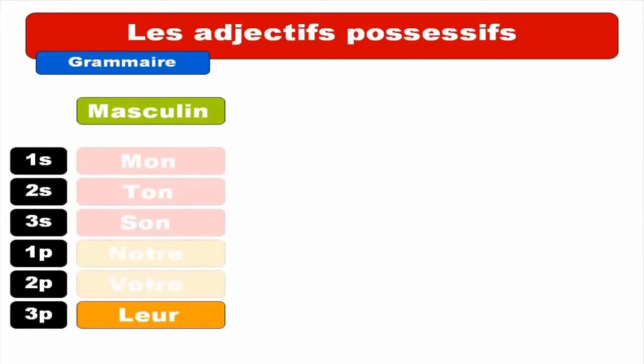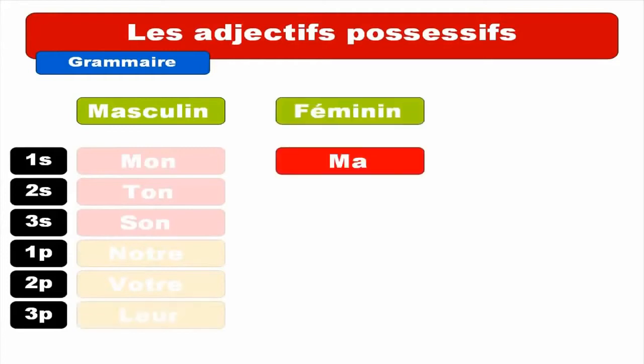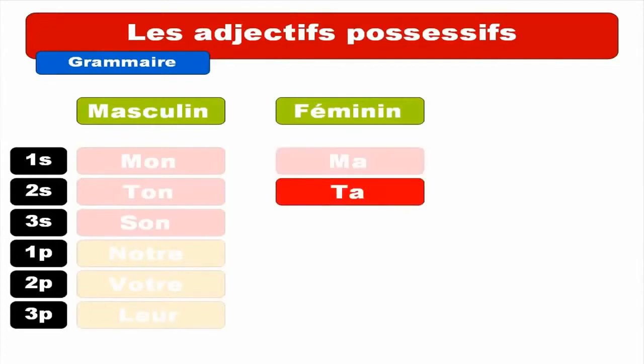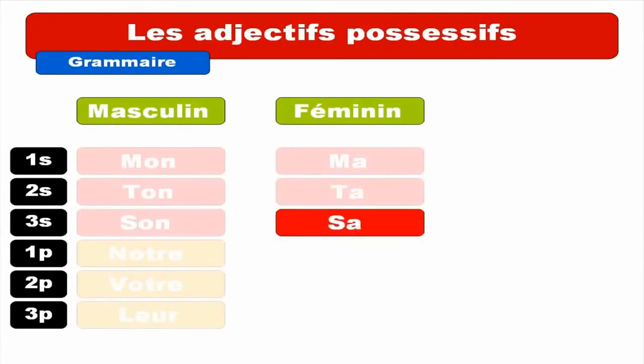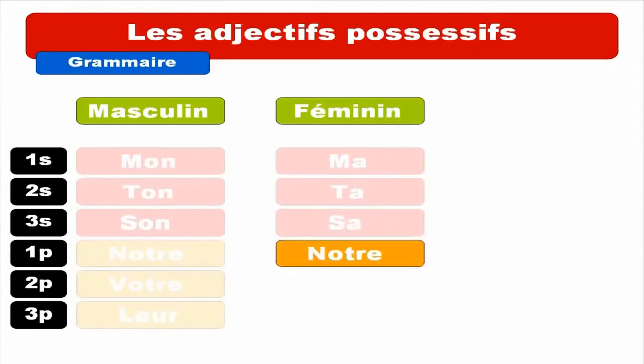So we've got mon, ton, son, so keep in mind that everything is in your nose. Then notre: this O is not that closed, it's quite open. Notre, votre, and then leur. Feminine form now. Ma, repeat. Ta, repeat. Sa, repeat. Then notre, the same form as the masculine form.